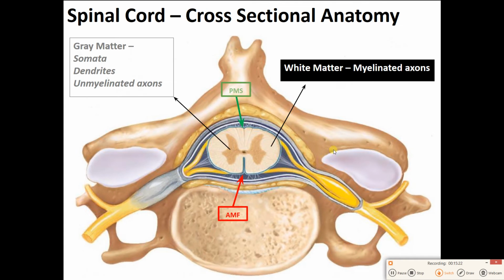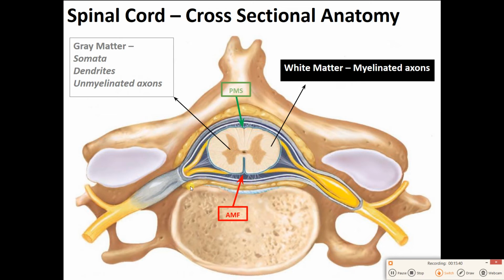All right, so we're done with the longitudinal anatomy. We're going to take a look at some cross-sectional anatomy now. We've got a cross-section of our cord here. By the way, check out the fat in the epidural space. See that fat in the epidural space there?